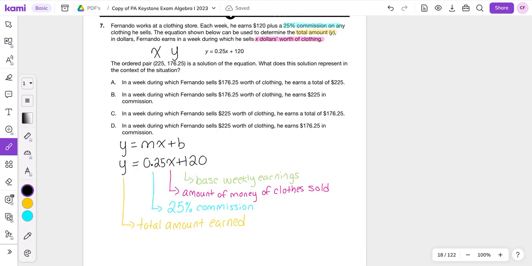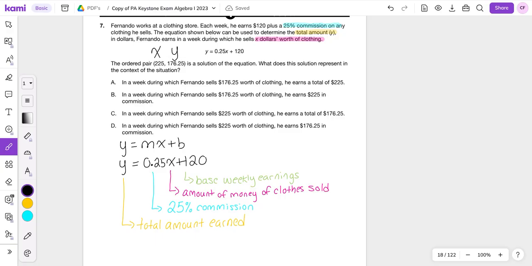Part B, in a week during which Fernando sells $176.25 worth of clothing, he earns $225 in commission. That's not correct because the 225 is the X value, and X is the amount of money of clothes sold.